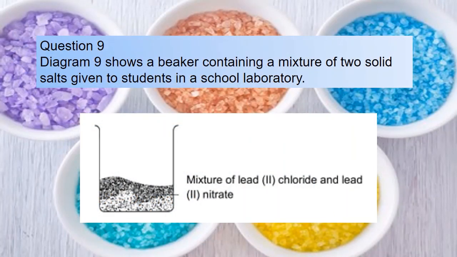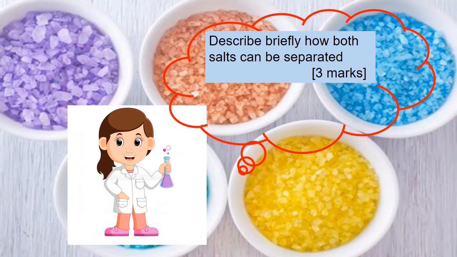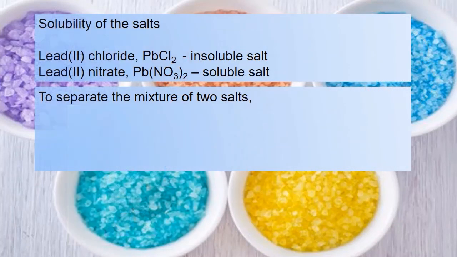Question 9. Diagram 9 shows a beaker containing a mixture of two solid salts given to students in a school laboratory: a mixture of lead(II) chloride and lead(II) nitrate. Describe briefly how both salts can be separated. It is based on the solubility of the salts. Lead(II) chloride is an insoluble salt. Lead(II) nitrate is a soluble salt.